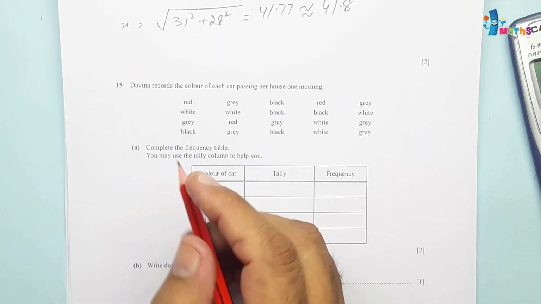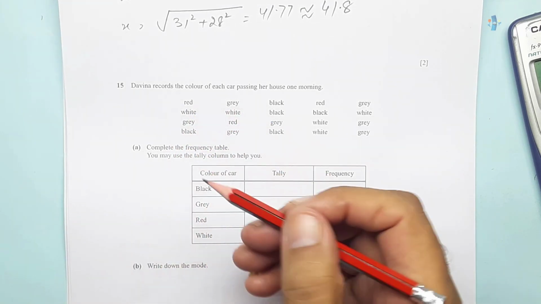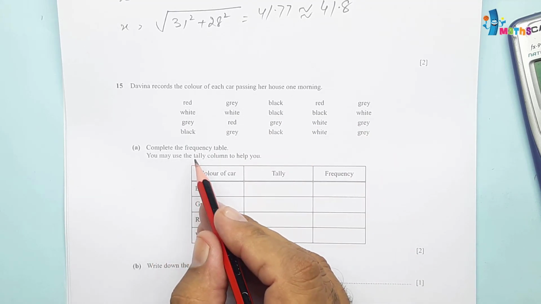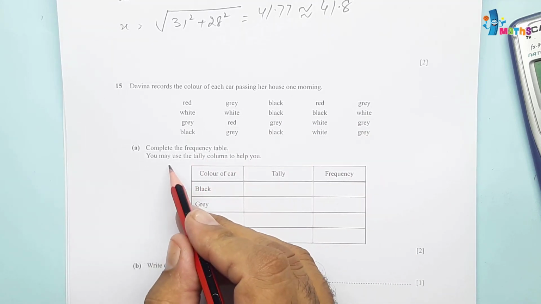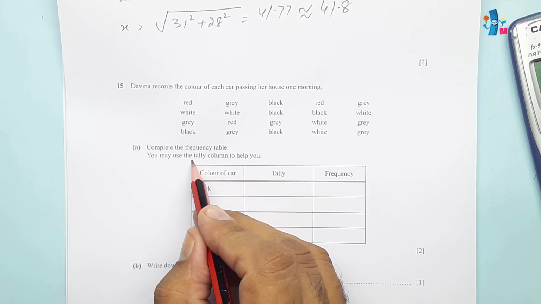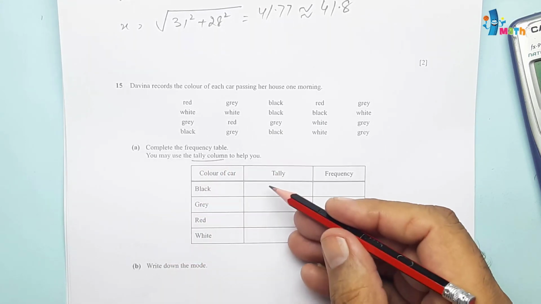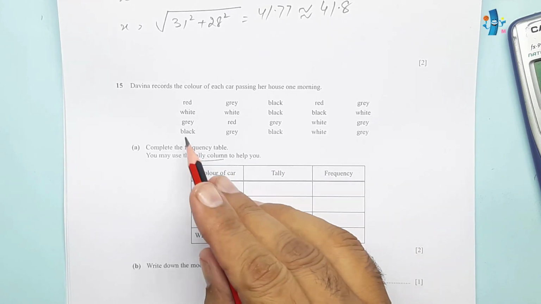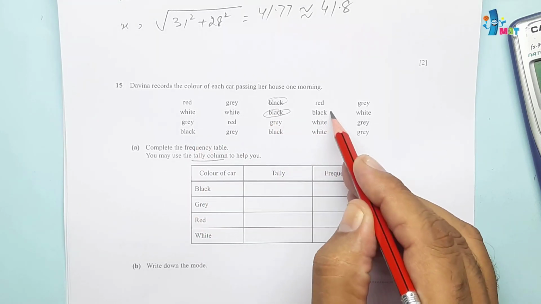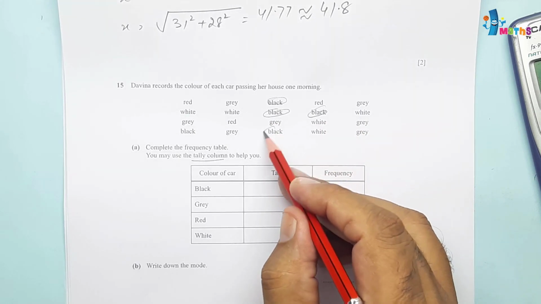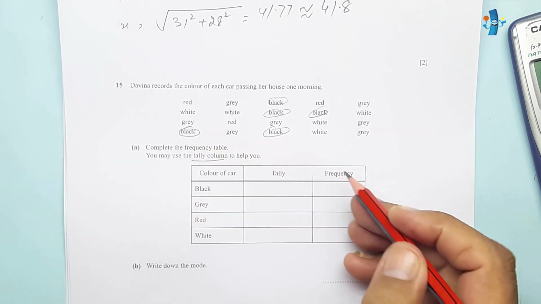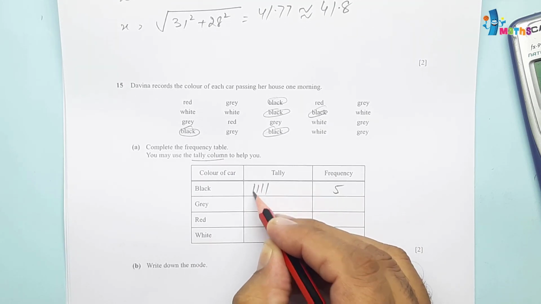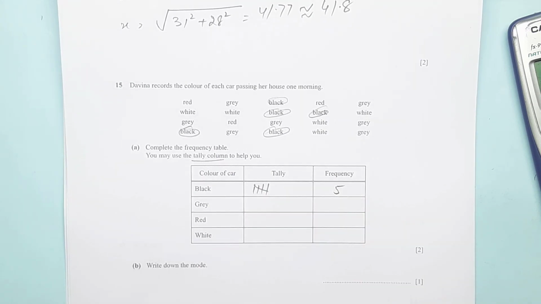Davina records the colors of each car passing her house one morning. So these are the colors. Complete the frequency table. You may use the tally column to help you. So you can use this, or directly you can write. If we check black, 1, 2, 3, 4 and 5 are black, so directly we can write here, or 1, 2, 3, 4 if you want to use the tally chart. So this will be like this.